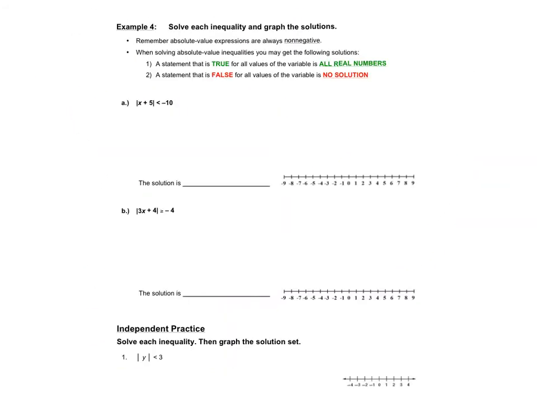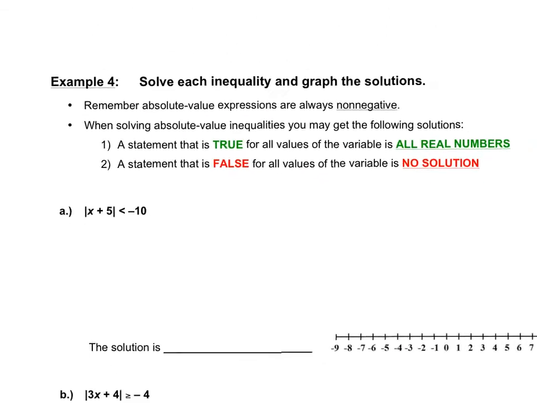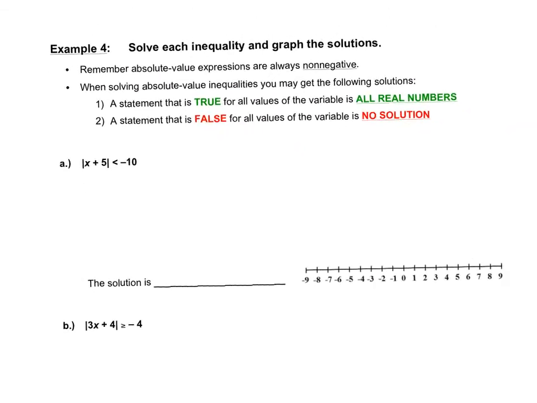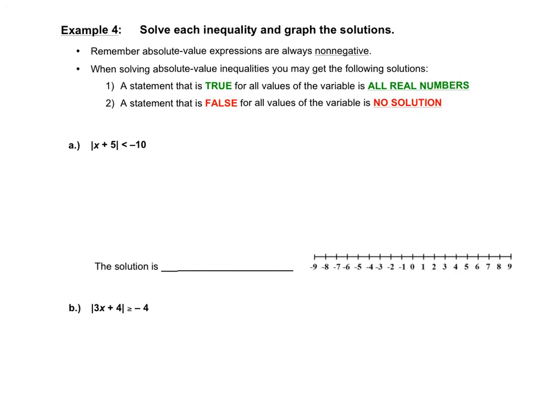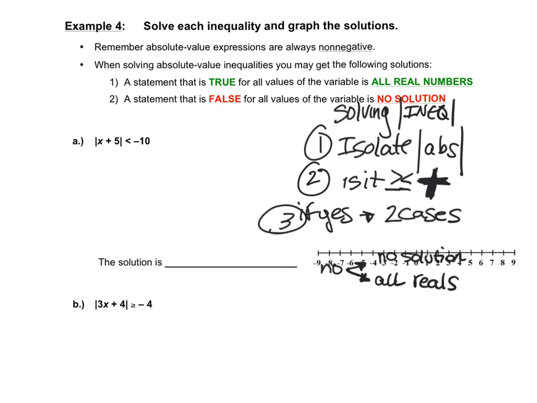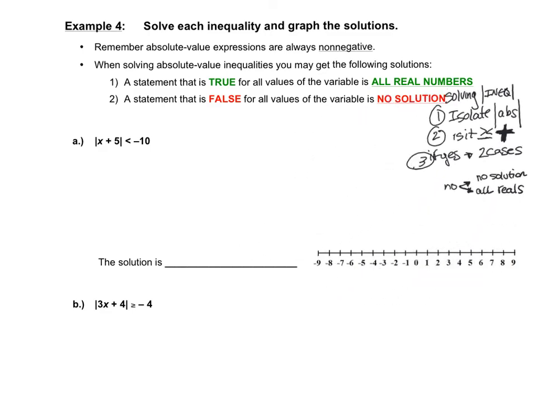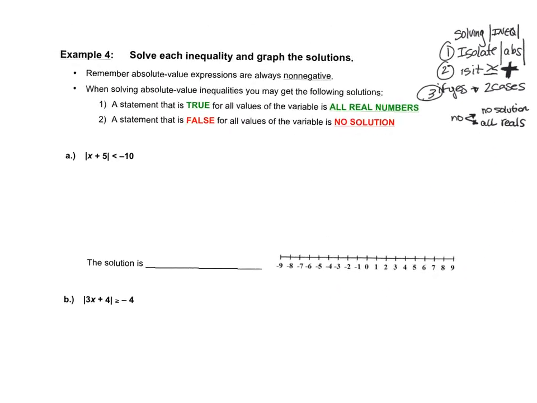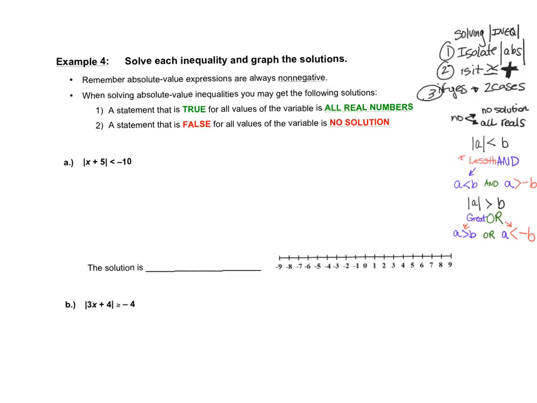Okay. Last inequality, or last examples. Remember that absolute value expressions are always non-negative. That's part of the idea of the first 3 steps when we're trying to figure out what we have to do. We have to isolate, then we check to see if it's positive, and if it is, you set up the 2 cases.